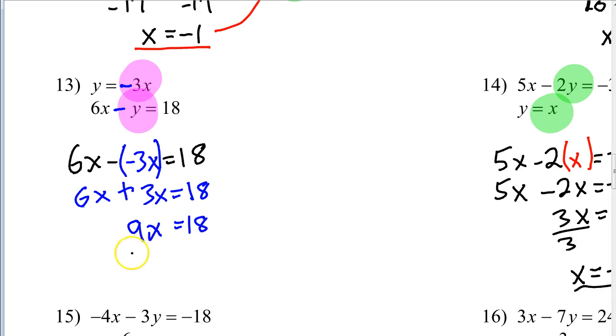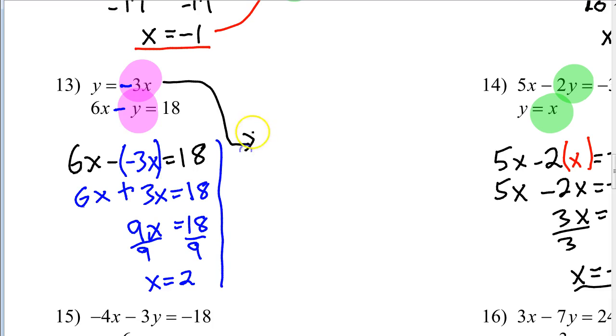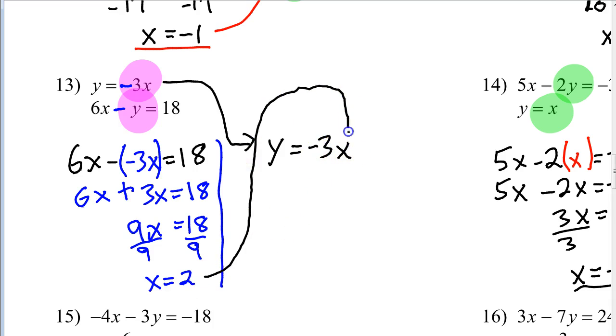9 times what equals 18? And you get, there you go. Finally got an x that wasn't negative 1. Take the original y equals. So y is going to be negative 3 times whatever x is. And we found out x is equal to 2. So y is going to equal negative 3 times 2. There we go.